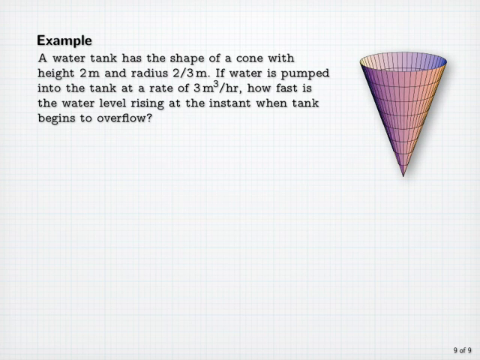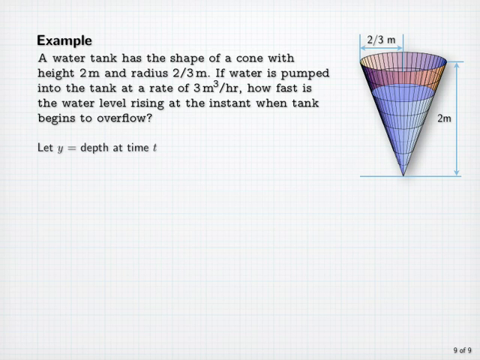So our tank looks something like this. Its height is 2 meters and its radius is 2/3 of a meter. Now at any given time, it contains a certain amount of water. So let y equal the depth at time t. In other words, the distance from the vertex of the cone up to the surface of the water. Since we know that water is pumped into the tank at a rate of 3 cubic meters per hour, we know that the derivative of the volume with respect to t is a constant 3 cubic meters per hour.